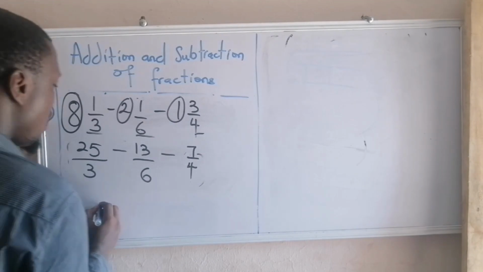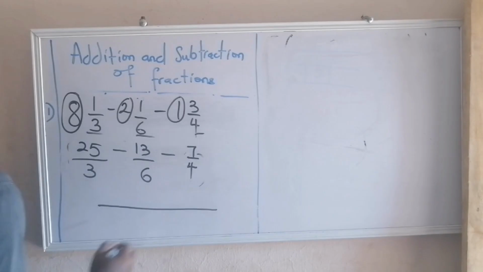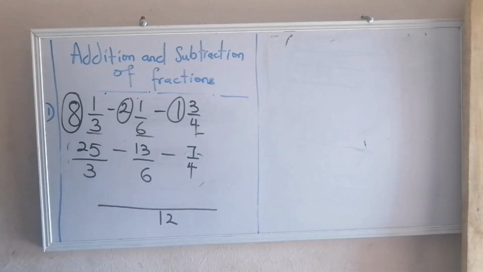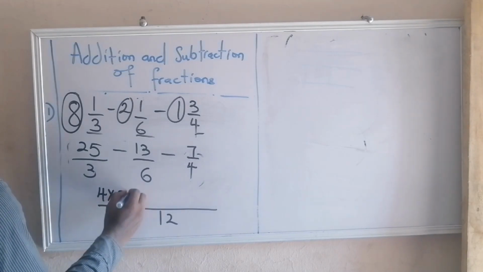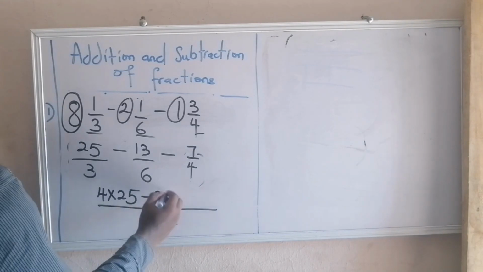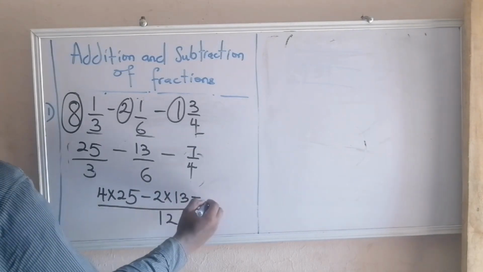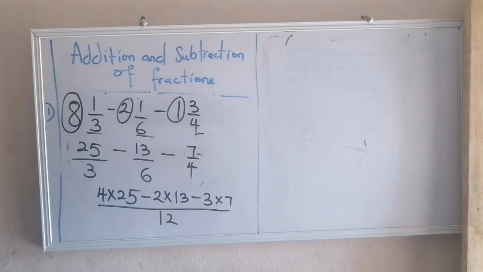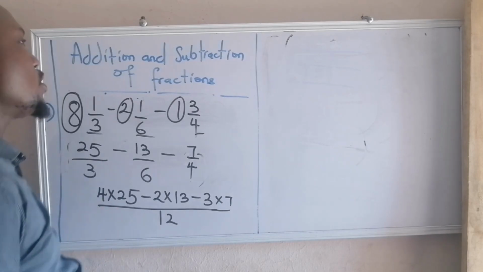We have solved for our LCM when using the first method. The LCM of 3, 6, and 4 is 12, right? So 3 in 12 is 4, so that will be 4 times 25, minus 6 in 12 is 2, that will be 2 times 13, minus 4 in 12 is 3, that will be 3 times 7. Can you see it?